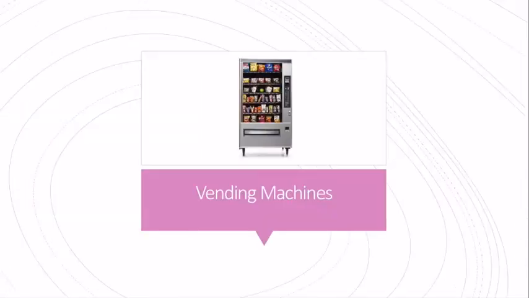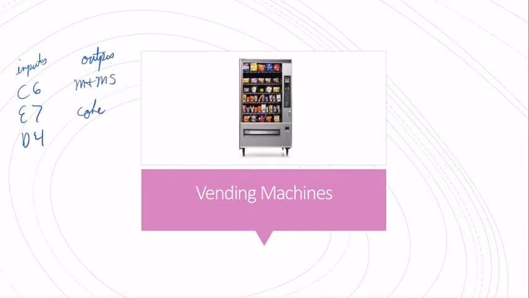Well, let's think back to our vending machine, right? This is the first way I started talking about what a function was. So with your vending machine, you've got your inputs, which are its buttons, like C6, E7, D4, and we've got our outputs. That's our snacks, right? So we've got M&Ms, we've got a Coke, we've got an apple, because we pretend to be healthy, but we know nobody's buying that apple, right?